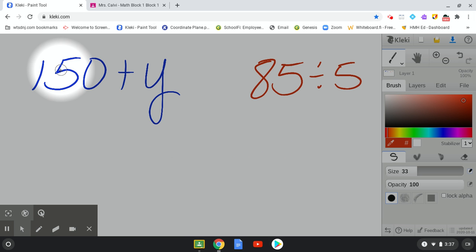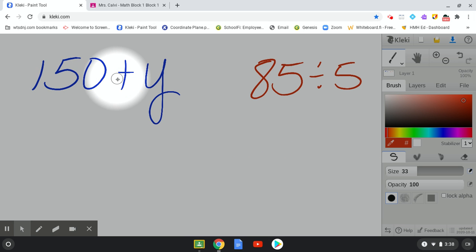Now here I have two expressions. I have 150 plus y and 85 divided by 5. Now the one on the left, 150 plus y, is an algebraic expression because I have a variable involved. The one on my right, 85 divided by 5, is not an algebraic expression because in order for it to be an algebraic expression, I would need to have a variable, all right?